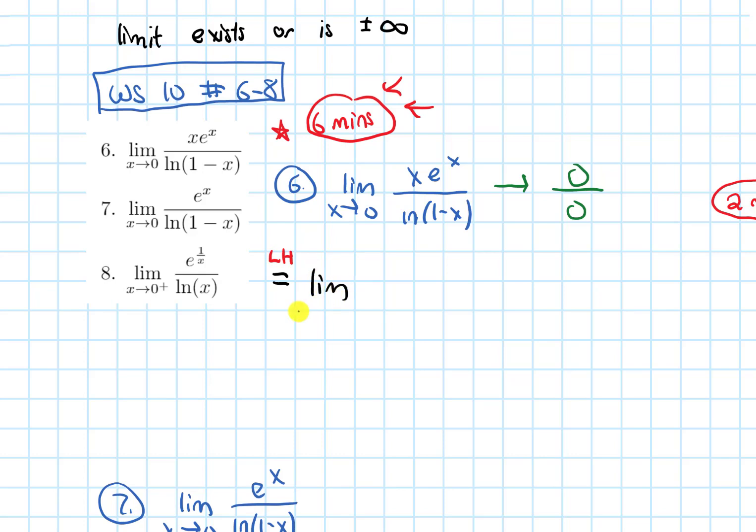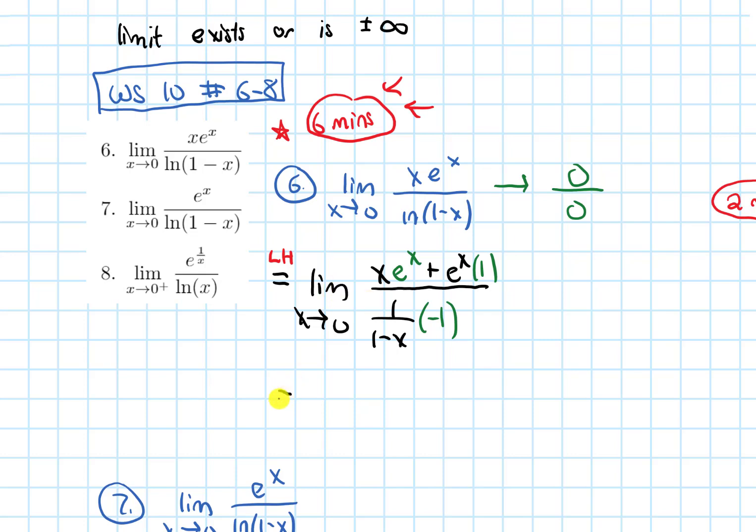And I'll get the limit as x goes to 0, and I have to now do the derivative of the top and of the bottom. So on the top, I use product rule, and I'll get the first function times the derivative of the second, which is e to the x, plus the second, which is e to the x, times the derivative of the first, which is 1. And then for the derivative of the bottom, I need chain rule. I'll get 1 over the inside of ln, 1 over the stuff, times the derivative of that stuff inside, which is negative 1. All right, so now we have this.